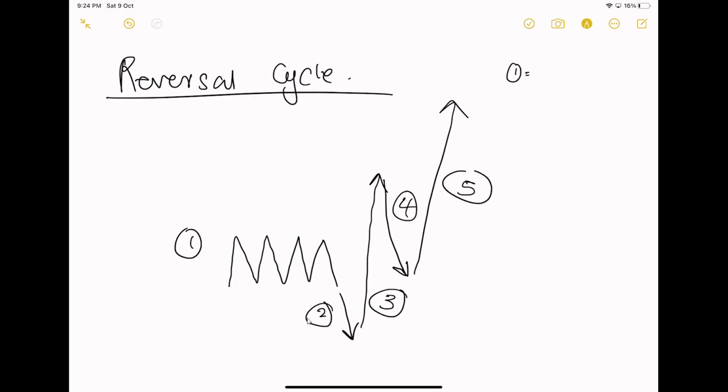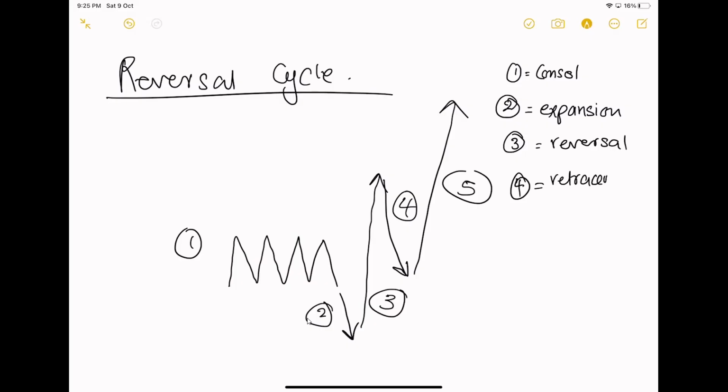Number 1 is what? Now you guys answer for me. Number 2 is, okay. Number 3. Okay. Number 4. Okay. Number 5. Reverse. Okay.